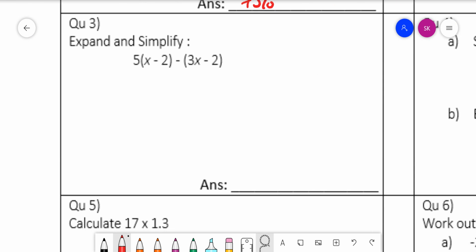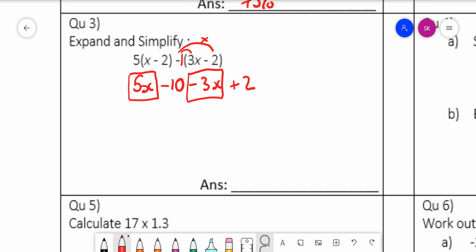Question 3, expand and simplify. 5 times x is 5x, 5 times negative 2 is negative 10. Now there's no number in front of the second bracket, but I want you to imagine there's a negative 1 there. And then we do negative 1 times 3x, which is negative 3x, and negative 1 times negative 2, which is positive 2. Now for the simplifying part, you can see I've got the x's, 5x minus 3x is 2x, and negative 10 plus 2 is negative 8. So the answer is 2x minus 8.